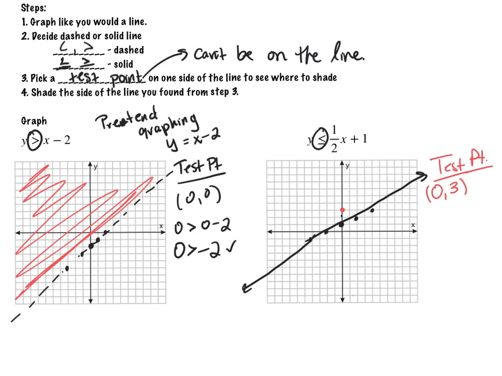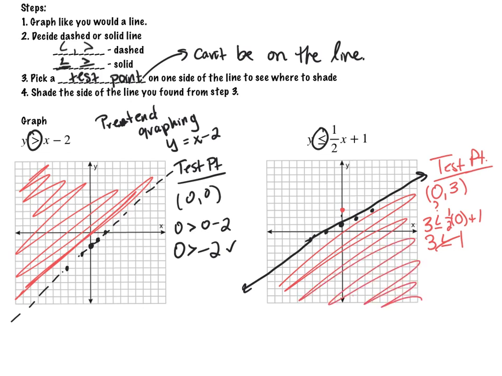I still plug those in and say, 3, is that less than or equal to 1/2 times 0 plus 1? So what is 1/2 times 0? 0. So is 3 less than or equal to 1? Is that true? No, right? Not true. So should I shade where that test point is? No, I need to shade where the test point isn't, which is down here. So anytime you plug in that test point and it gives you a false inequality, you're going to shade on whatever side that test point isn't on. Okay?